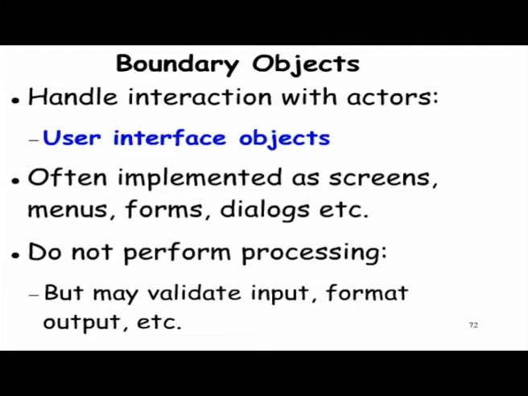And all these boundary objects are concerned with input and output, collecting input from the user, maybe validating it. If a character input is to be obtained and the user has given an integer input, it may request the user to give a character input, and similarly it may display. So, the boundary objects do not do any processing activity other than just validating the input and formatting the output. They are responsible for collecting the user's response and giving a response to the user.